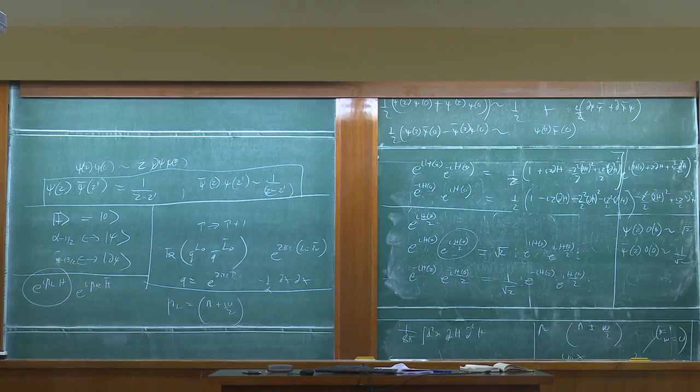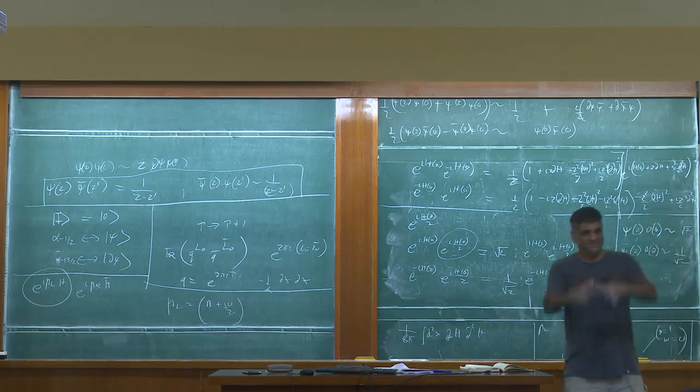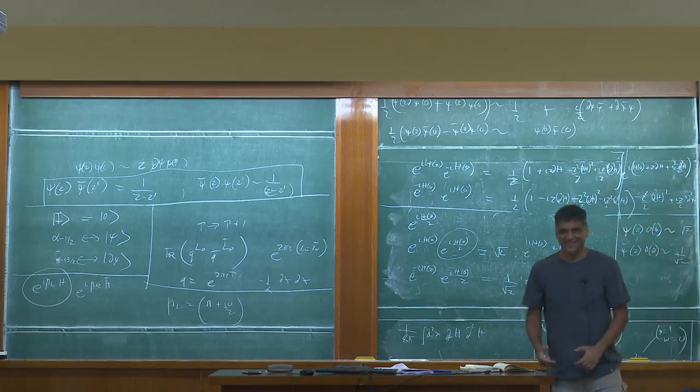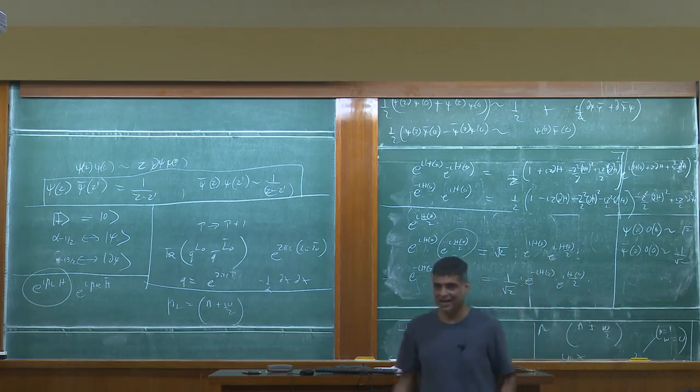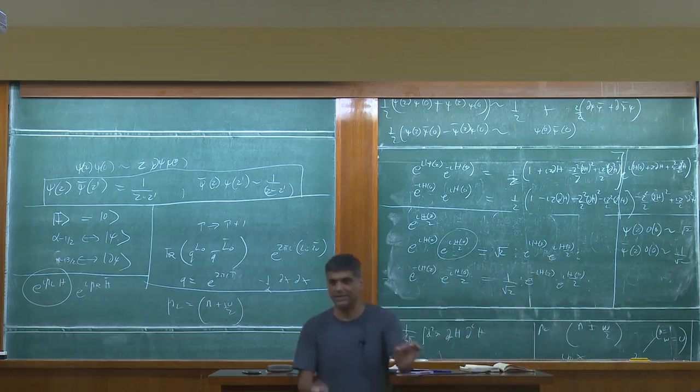You remember that the transformation between psi on the plane and psi on the cylinder involved an extra factor of (∂w/∂z) to the power half, because the scaling dimension was half, which was a factor of root z. So half integer quantized on the plane becomes integer quantized on the cylinder. This is the same thing that we saw last class. Half integer quantized on the plane becomes integer quantized on the cylinder.